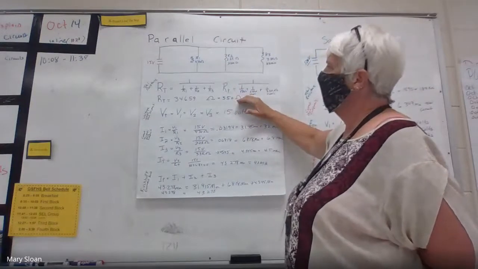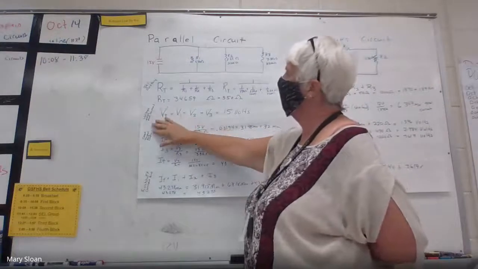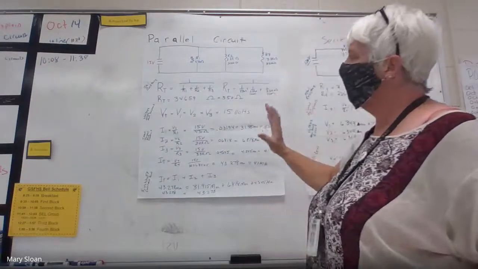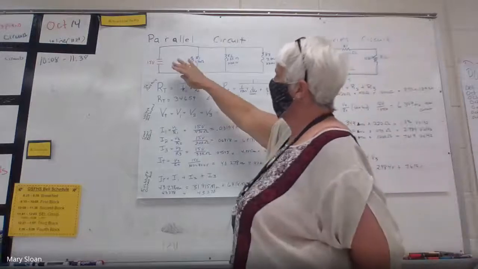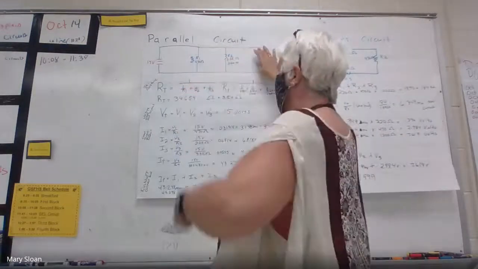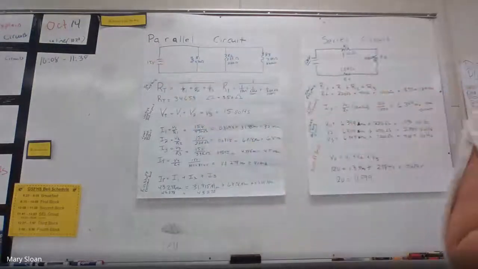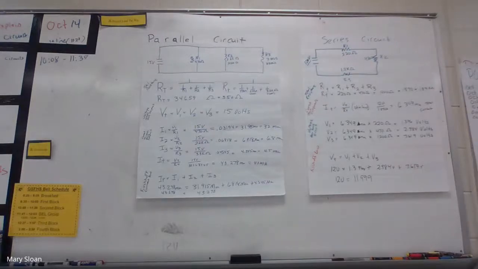The next thing I want to do, just like I did yesterday, is find the voltage across the components. Based on Ohm's law, the voltage that goes through V1, V2, or V3 are all going to be the same as the battery. So then my voltage total will equal 15 volts.